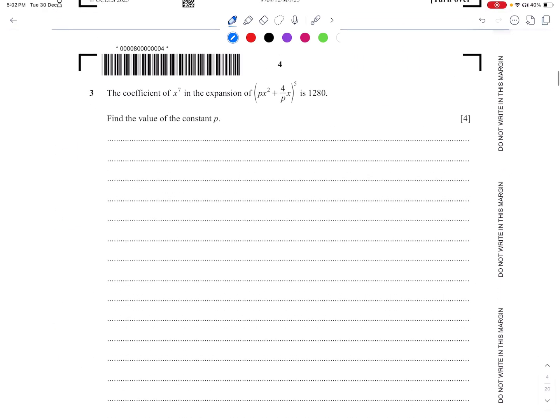Alright, moving on to question number 3. This is a question about binomial expansion. Basically, it says the coefficient of x raised to power 7 in the expansion of this is 1280. Find the value of the constant p.